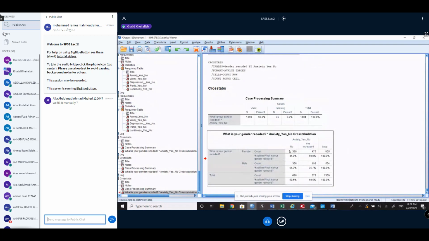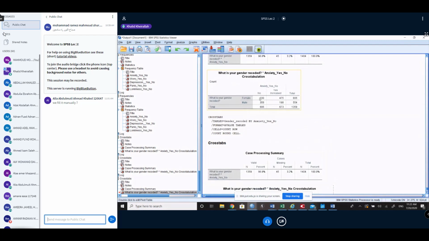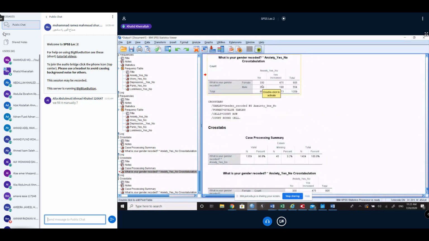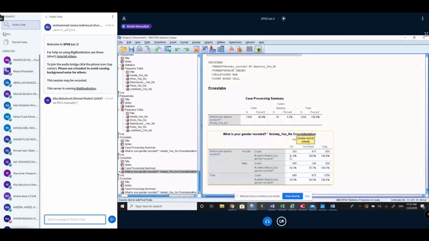So it gave you a new table. The count, which is 330, 475, and the total is 805 among females. Among males, we have 554, 198 of them reported to have anxiety, and 350 reported not to have anxiety. This table with these four numbers is just the same as the table that we just did. What we added here is percentage. We added percentage for females and percentage for males.